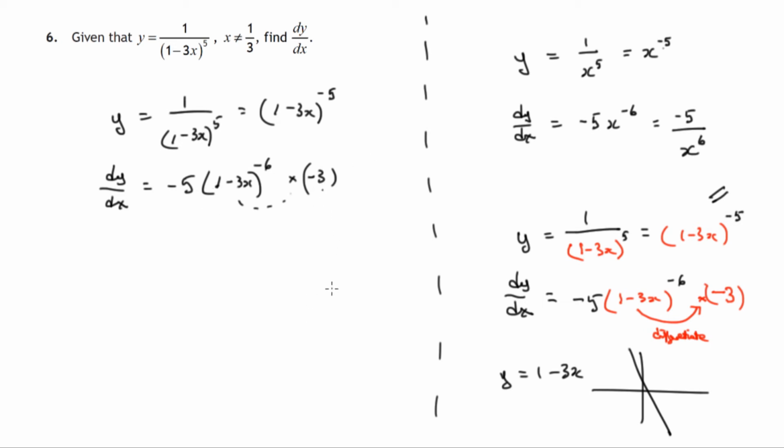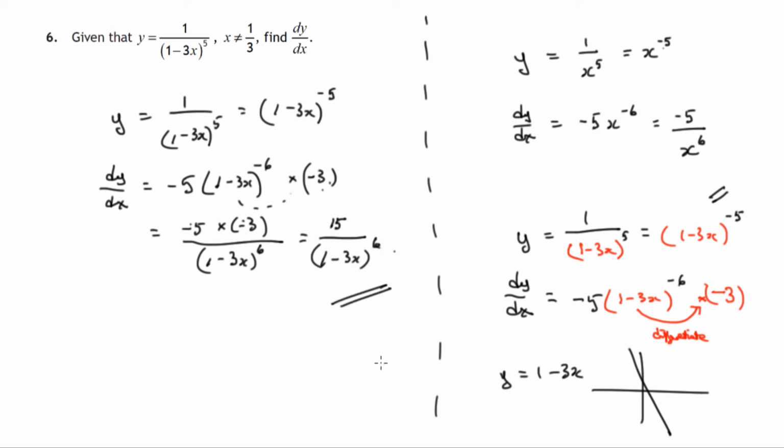This needs tidied up. On the top of the fraction, we have that negative 5 and that negative 3. And down in the bottom of the fraction goes the 1 minus 3x, and its power, instead of being negative 6, becomes positive 6. Negative 5 times negative 3 is positive 15. So final answer, 15 over (1 minus 3x) to the power 6. And we've successfully used the chain rule to do that differentiation.